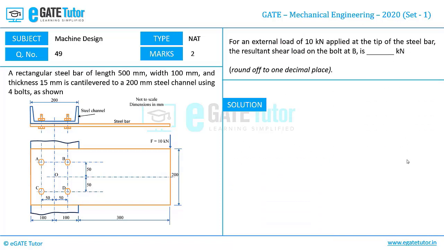For an external load of 10 kN applied at the tip of the steel bar, the resultant shear load on the bolt at B. Bolt at B is this one. So this is a bolt at B. We need to calculate the resultant shear load on this bolt when this total section is subjected to a point load of 10 kN. We need to remember that the solution should be rounded off to 1 decimal place and the units of the shear force given is kilonewtons.